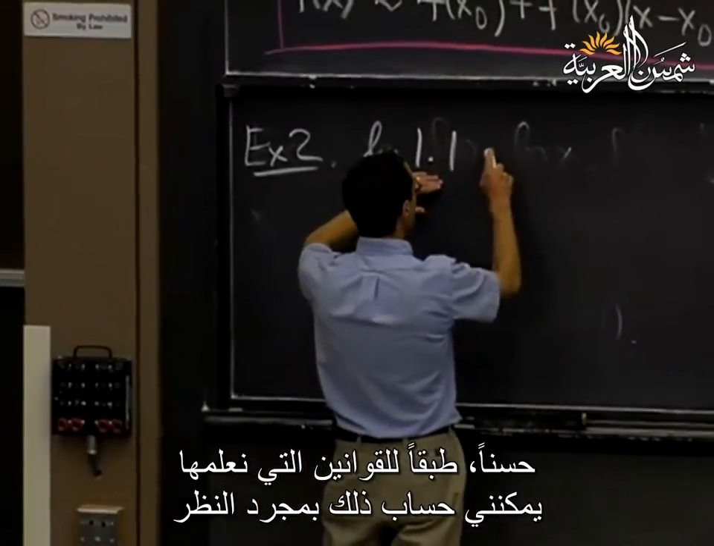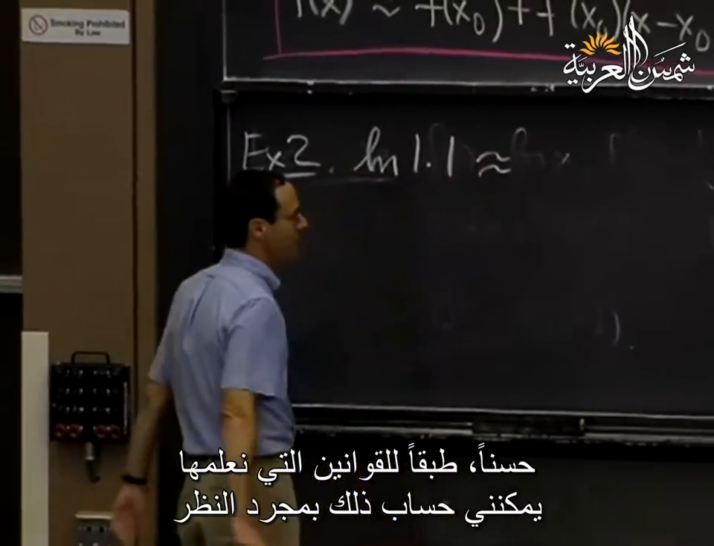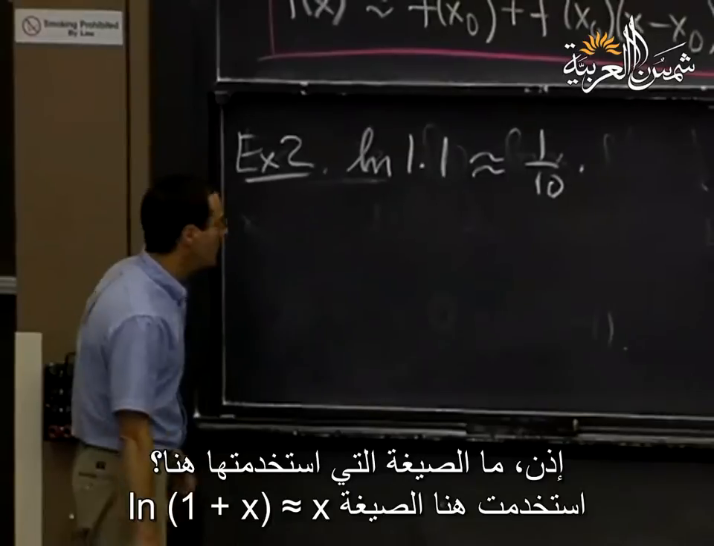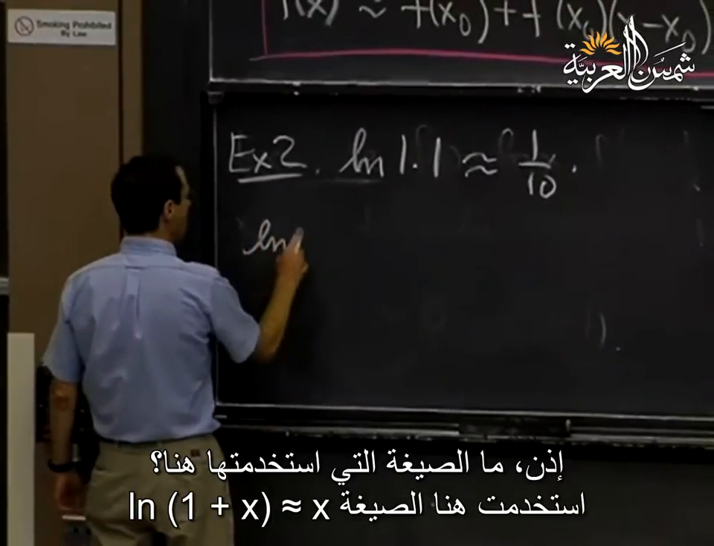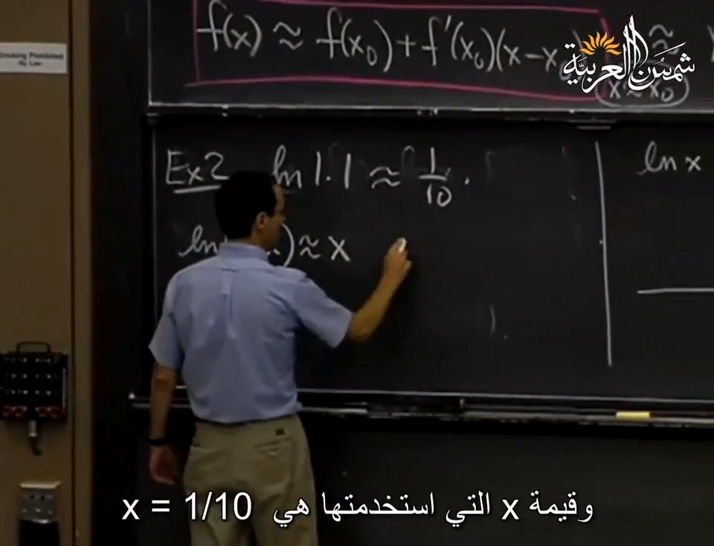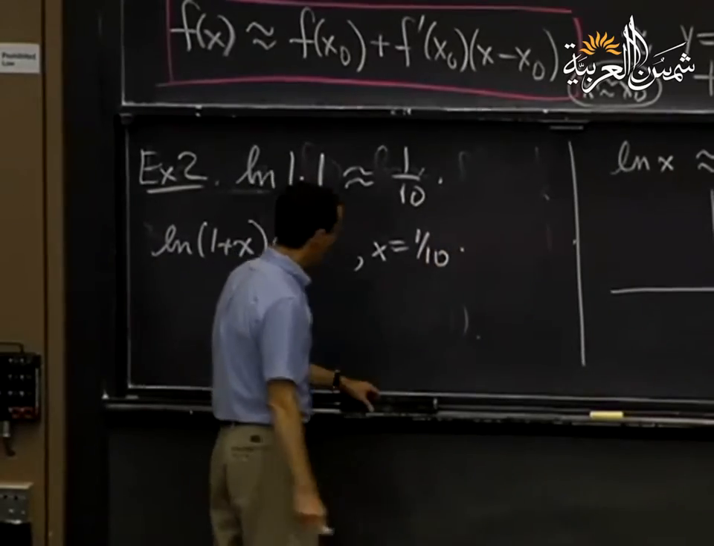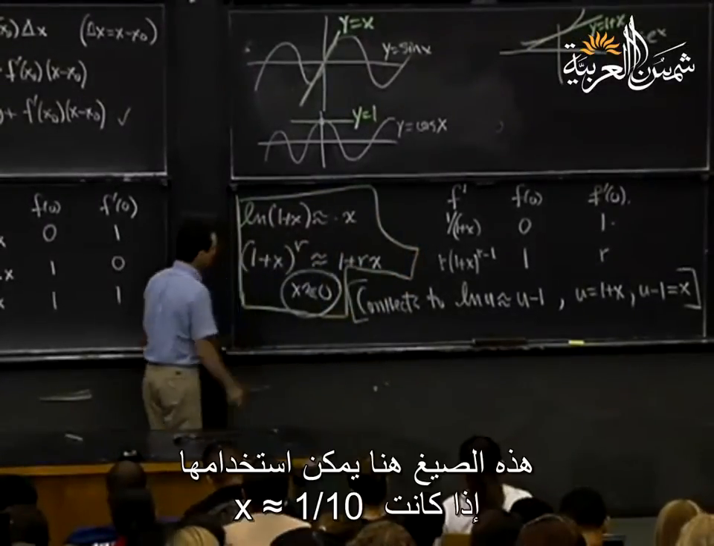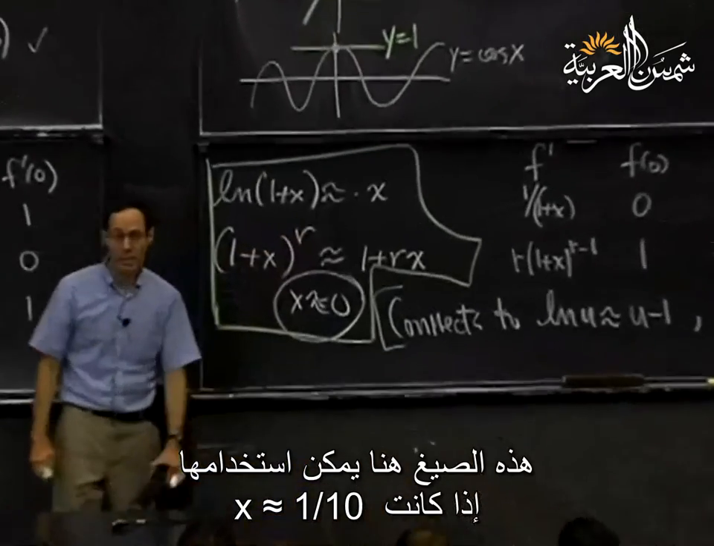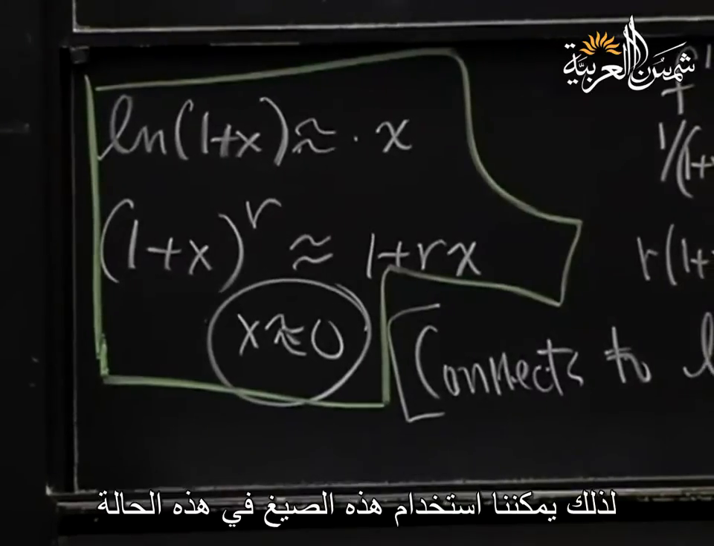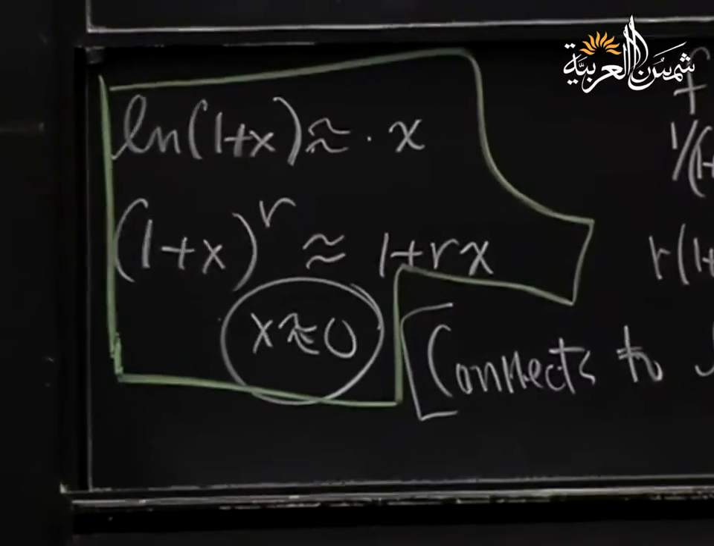So I claim that according to our rules, I can glance at this and I can immediately see that it's approximately a tenth. So what did I use here? I used that the log of 1 plus x is approximately x, and the value of x that I used was a tenth. So that is the formula. So maybe I should put a box around these two formulas too. That's this formula here applied with x equals a tenth. I'm claiming that a tenth is a sufficiently small number, sufficiently close to 0, that this is an OK statement.